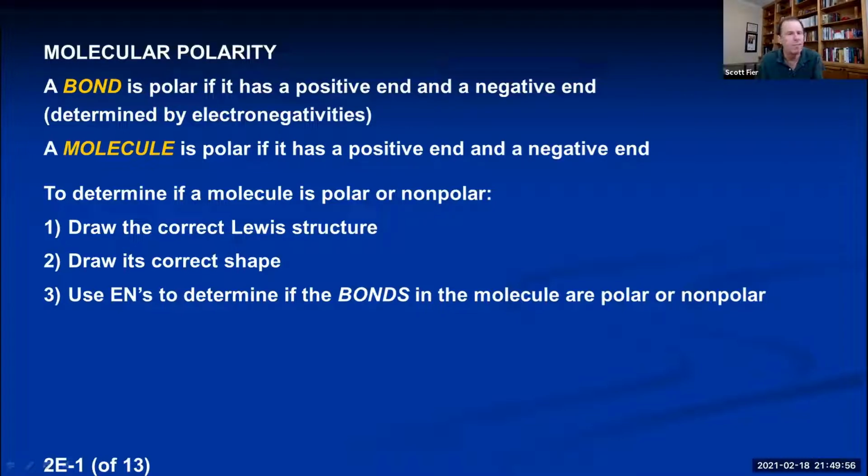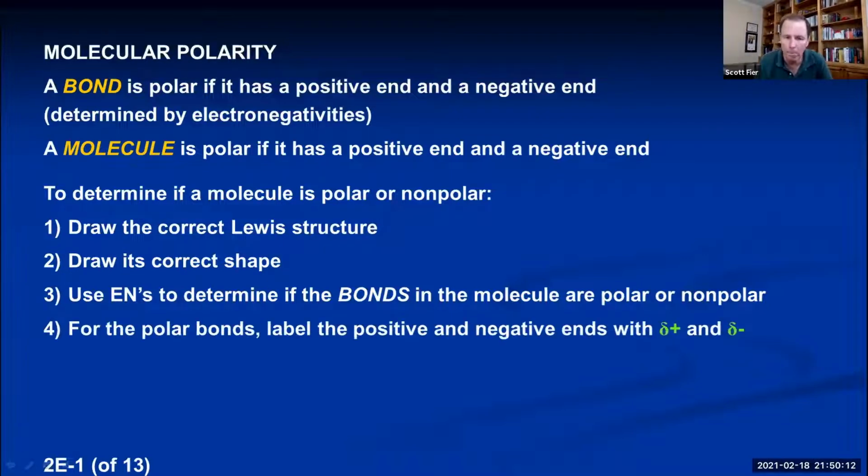But if the atoms have different electronegativities, when you subtract them, you're going to get a number bigger than 0. That means the bond will be polar. And if you determine a bond is polar, what we need to do on our picture is label the positive ends and the negative ends of every single bond. So for any polar bond that you deduce in your molecule, you're going to label the positive end and the negative end with a delta positive and a delta negative sign.